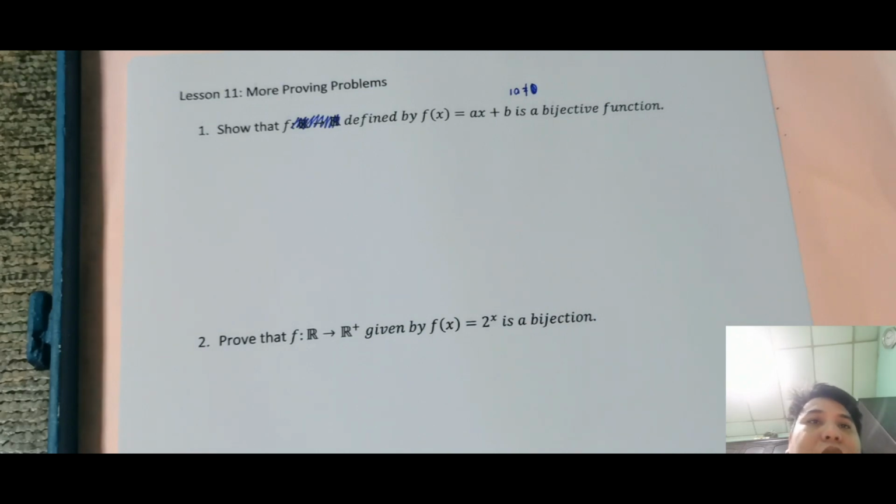So suppose, show that f defined by f of x is equal to ax plus b and a is not equal to 0 is a bijective function. So kung napansin mo yung word, ang tanong, bijective function. So anong gagamitin? F is injective, F is surjective, then F is bijective. Ganun kasimple yung gagawin natin dito.